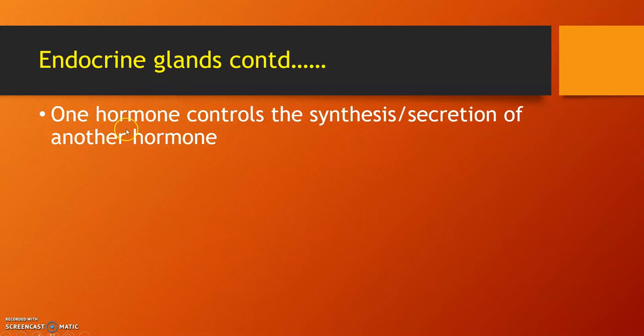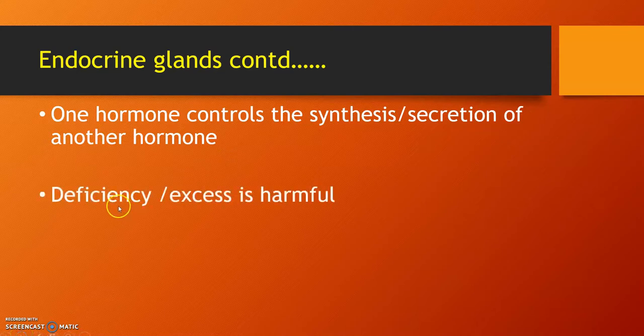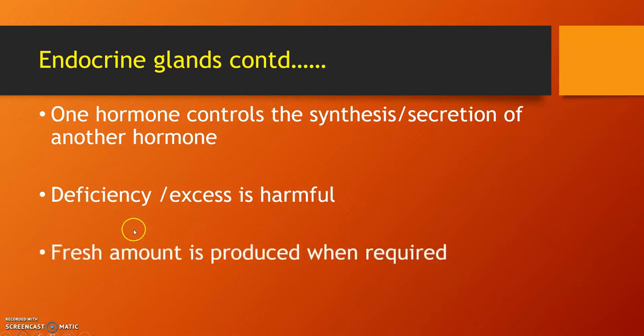Now here, this is the term called hormone. Now hormone or endocrine secretions are the same. So one hormone can control the synthesis or secretion of another hormone. Deficiency or an excess of endocrine secretion or hormone is harmful, and hence their levels have to be in optimum levels. Fresh amount is produced when required. As we've seen in the previous slide, their circulating levels are low, and whenever required it is synthesized.